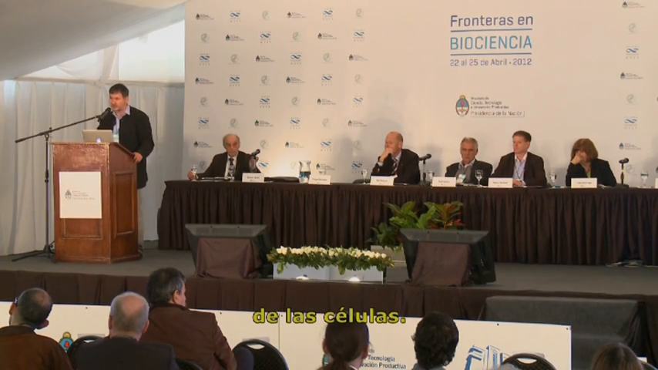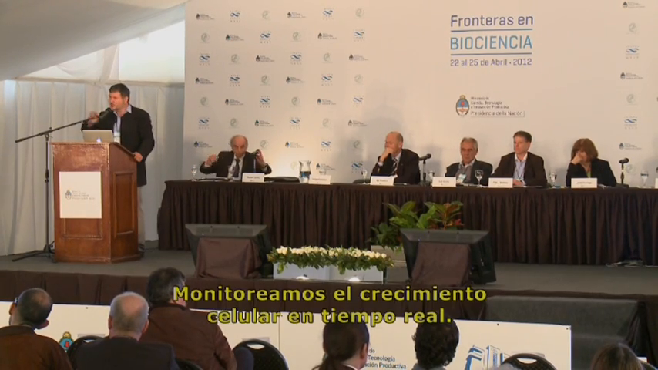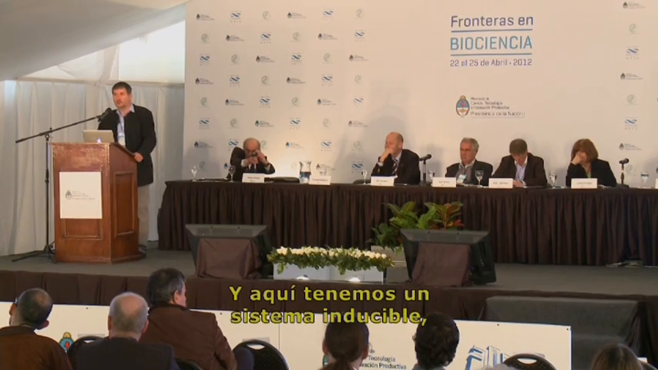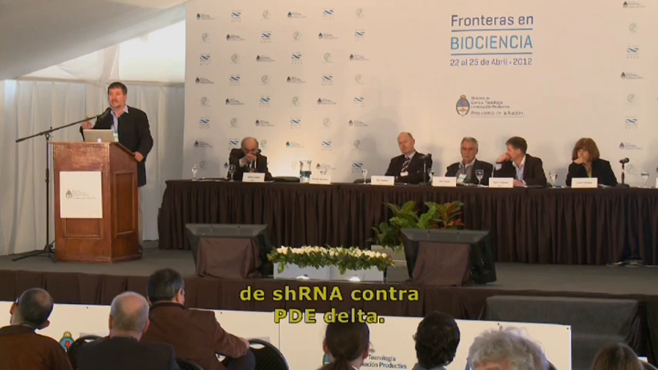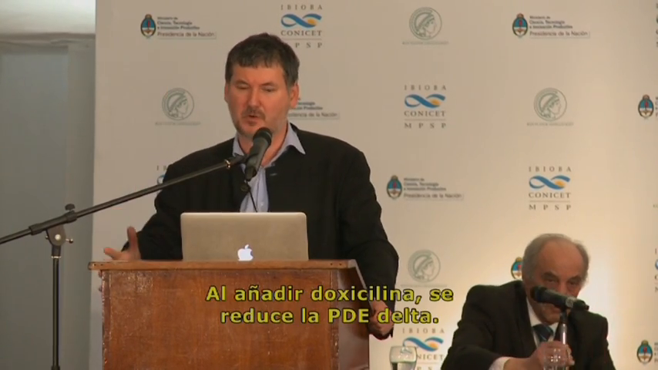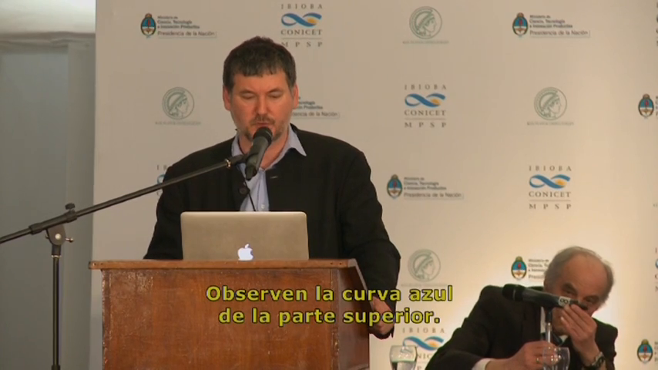So here we use electrical impedance on a surface to actually measure the growth, the surface occupation of cells. So basically we monitor in time how cells grow. And we have here an inducible system, a doxycycline inducible system of shRNA against PD delta. So when you add doxycycline, you downregulate PD delta. Now look at the blue curve on the top.